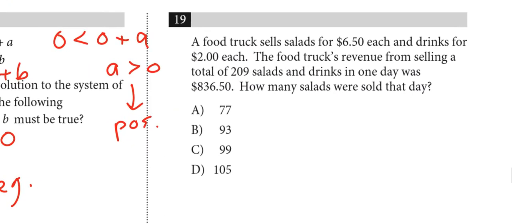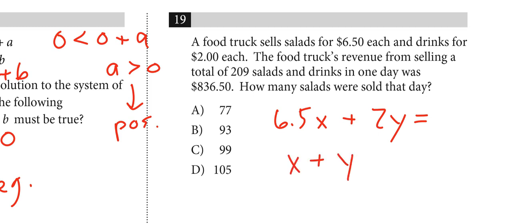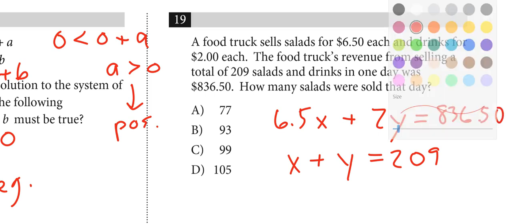A food truck sells salads for $6.50 each and drinks for $2 each. This sounds like linear. The food truck's revenue from selling a total of 209 salads and drinks is $836.50. Sounds like a job for elimination to me.